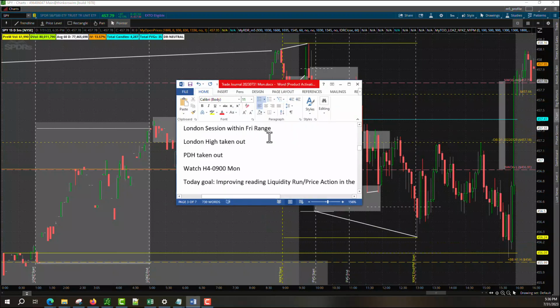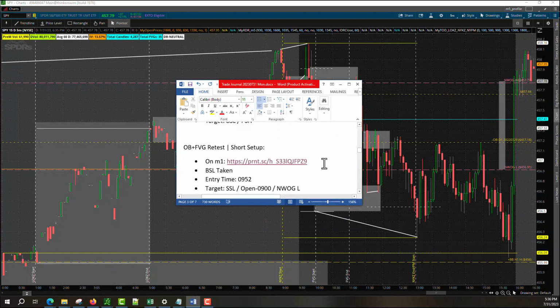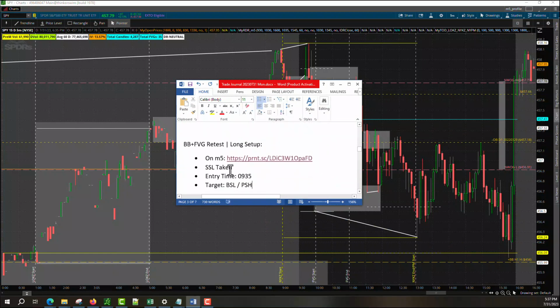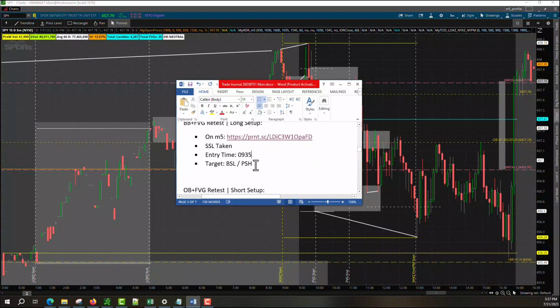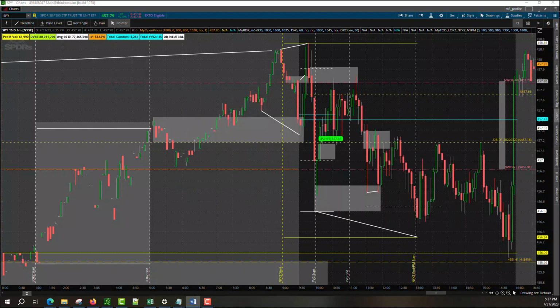Here's the note we put for that trade right here. Whenever you want to go long, you want to see the sell side liquidity taken, and it did. And then you enter at that. Your target will be the buy side liquidity, which is the prior swing high. So in this case, this is the prior swing high right there. That's our target right there. So we have a very quick trade here.